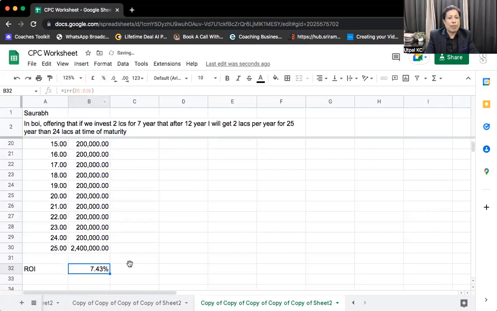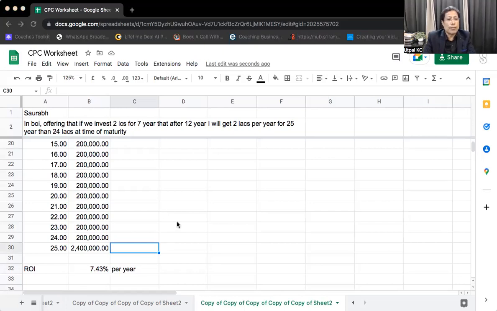So you are getting 7.43% per annum. Okay, this is the return you are getting. Not bad, if it is guaranteed return. If it is guaranteed, okay. If it is not guaranteed, then you'll have to take a decision. Understood? 7.43%, that's what you are getting.